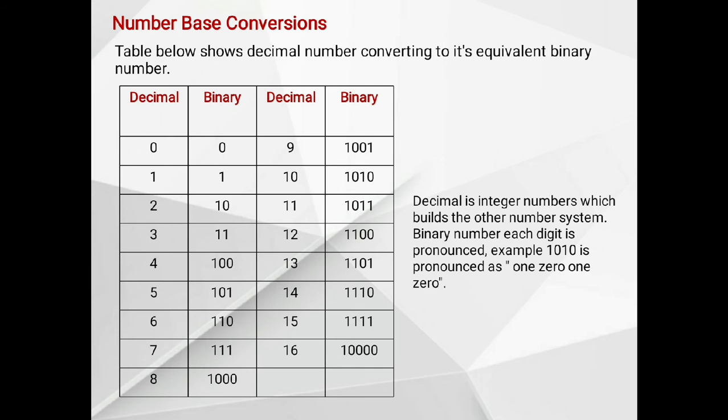If you see here, decimal number 0 in binary is also 0, decimal number 1 in binary is also 1, decimal number 2, that is the integer number 2, in binary is 10, and decimal number 15 in binary is 1111. These binary numbers are not generated randomly, but are generated through decimal to binary conversion, which we'll see in the next page.